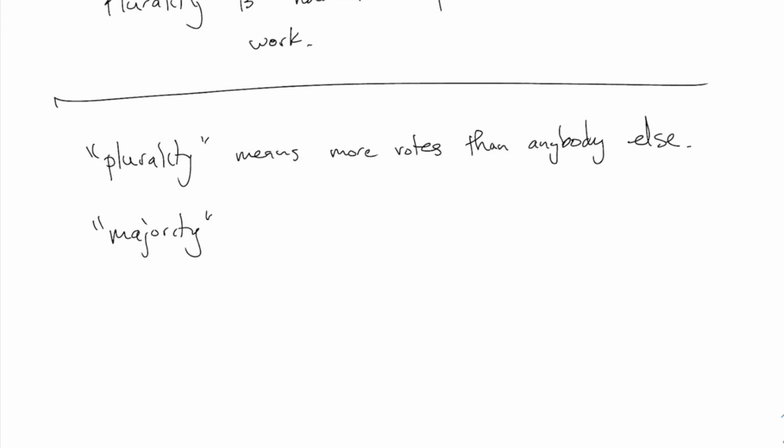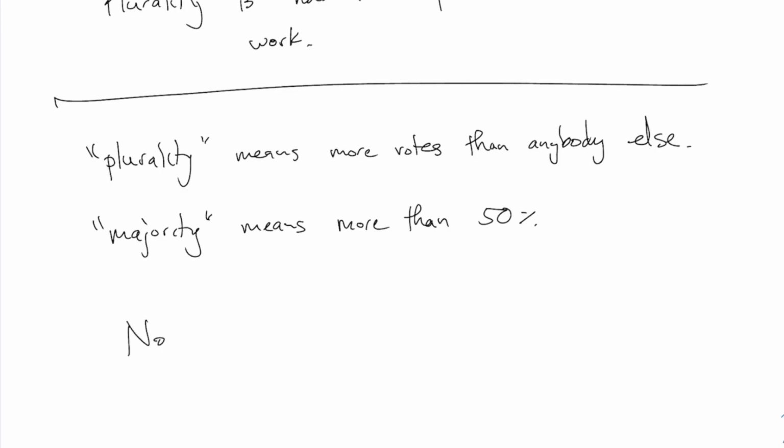Majority means more than 50%. So those two words, sometimes when people are being sloppy, they use them as synonyms, but they're not. And in this class, it's important to understand the difference. Plurality means you get more votes than anybody else got. Majority means you actually got more than 50% of the votes. All right, that's just a simple bit of terminology.